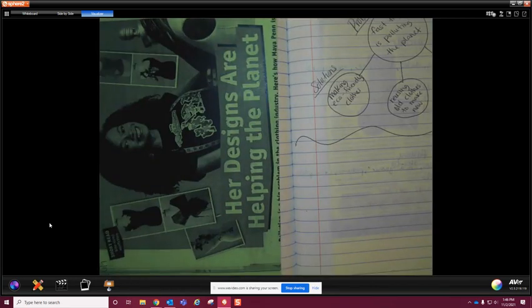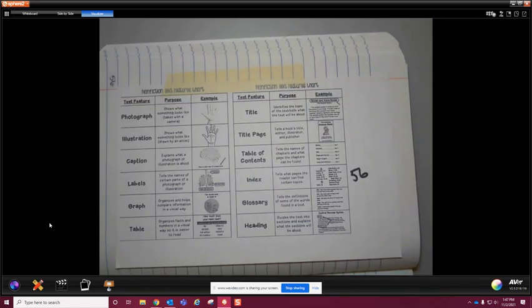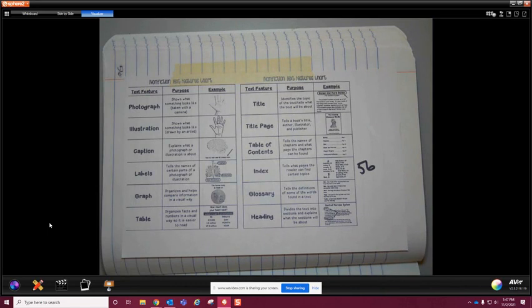Okay. So the next thing that we ended up doing in class besides reading is we talked about text features and how text features actually help authors to talk about the central idea and get us back to that central idea. So in your resource notebook, if you have it, great. If not, you can just look on your screen here. On page 56 and page 57, which I'll show you in a second, these are all the different types of nonfiction text features that you are going to find. And the reason why authors use them is to help us comprehend what is happening in the text. And it takes us back to that main central idea of the text.